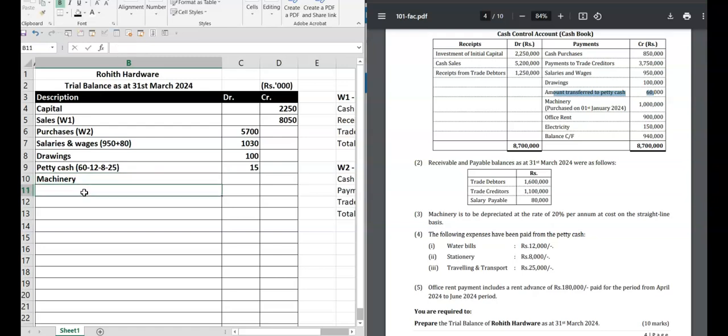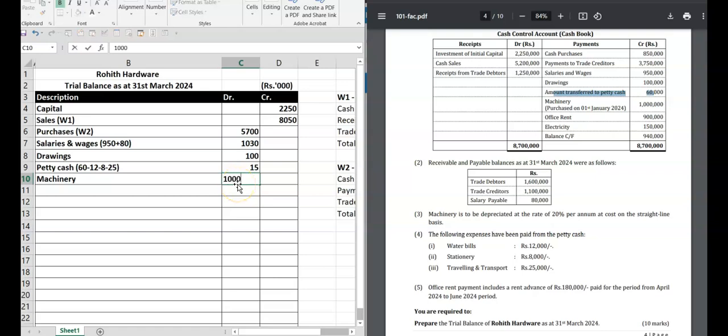With regards to machinery, this machinery was purchased on 1st January 2024 for 1 million rupees. And machinery, you go to the 3rd point and see, is to be depreciated at the rate of 20% per annum at cost on straight line basis. So you have to do some calculation for this. In this case, you have to calculate the cost of the machine, plus you have to calculate the depreciation for the machinery. So the cost of the machinery is 1 million.